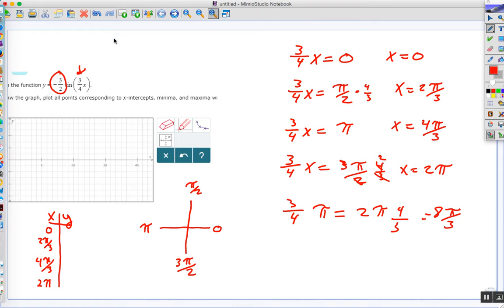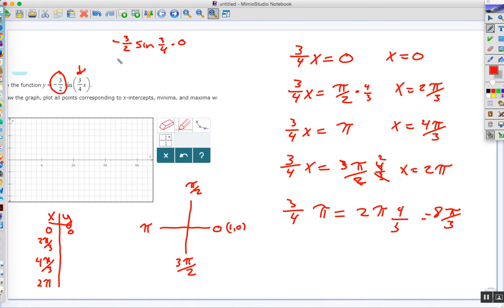So we have y equals -3/2 times the sine of 3/4 times 0. Well, 3/4 times 0 is 0. We know that on our unit circle, cosine goes with x and sine goes with y. So we know that the sine of 0 is 0. So that's going to make that whole value 0.